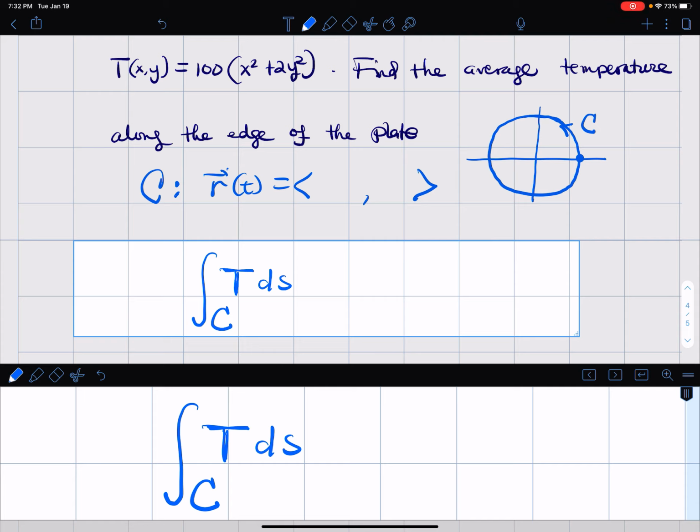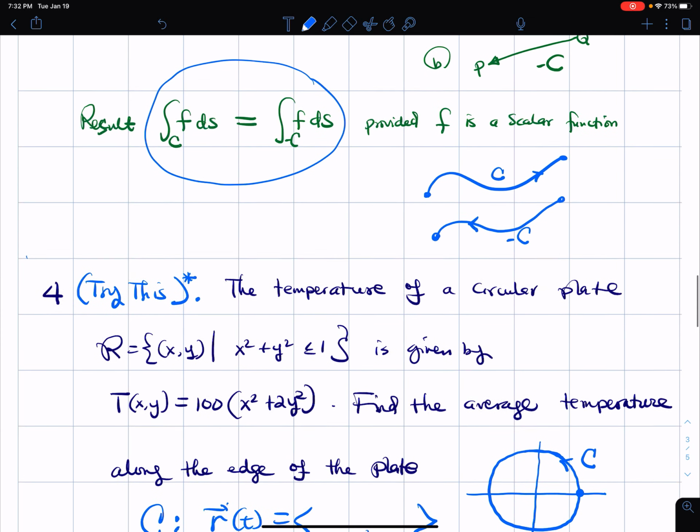All right. Now, when you compute it, you want to divide it by the area of the disk. The plate. It's called plate in the problem. All right. So that's what you want to do. I want you to try it.